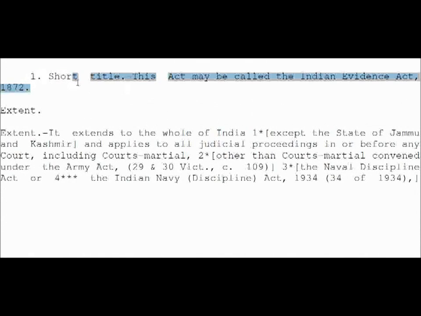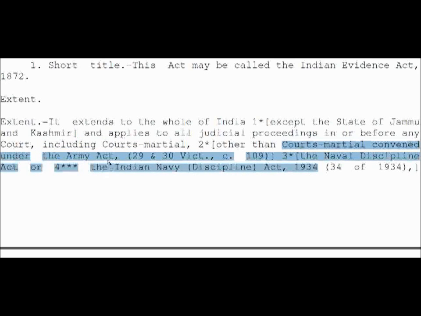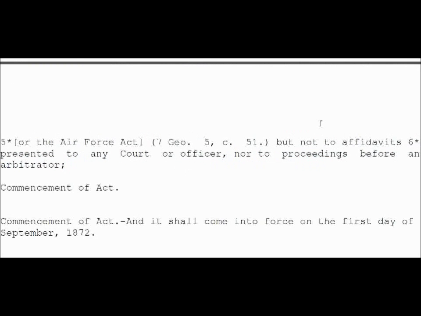Section 1 talks about the short title, a very easy section. It just says that it extends to the whole of India except the state of Jammu and Kashmir. It applies to all judicial proceedings such as criminal and civil, including court martial, but there are some courts martial that are not covered, like under the Army Act and the Indian Navy Act. This act does not apply to affidavits and arbitration.